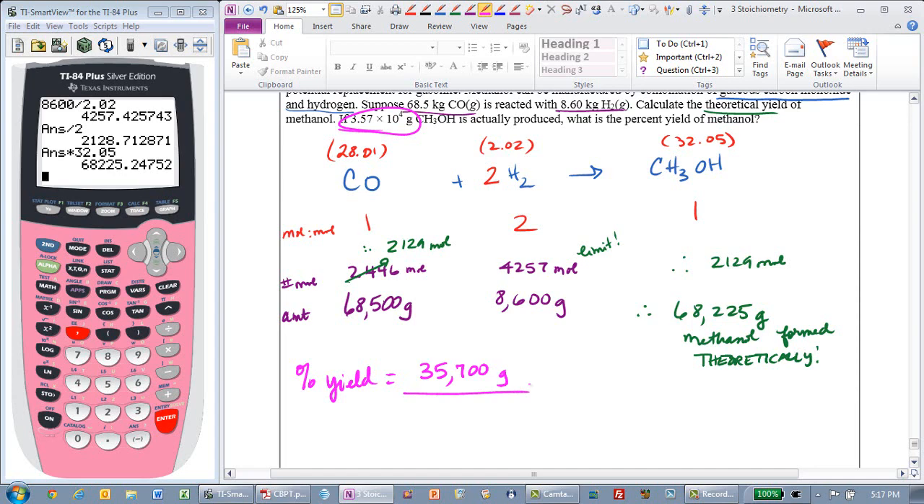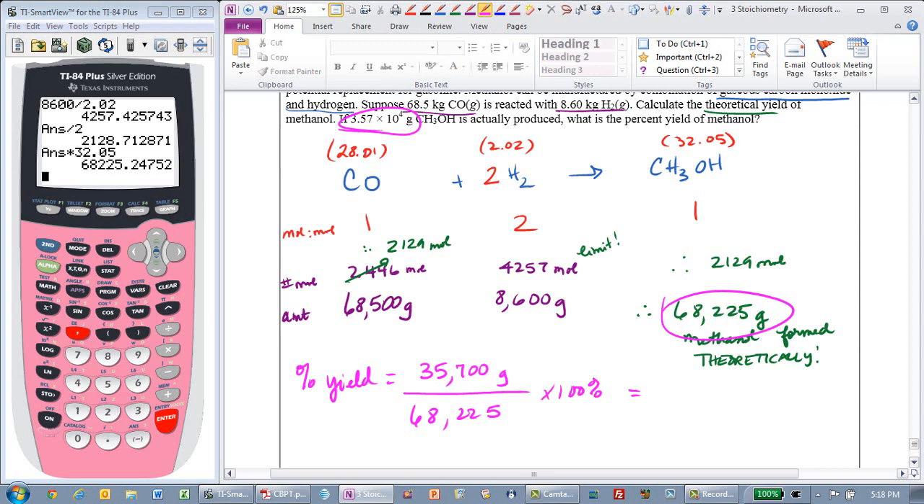So that's my actual. And then what was my theoretical? My theoretical was 68,225. Why do I have 68,225? I think it's this. 68. Oh, that's why. Right there. 68,225. Theoretically formed, not the starting amount that I had. All right, so if I got that right, and then don't forget your times 100%.